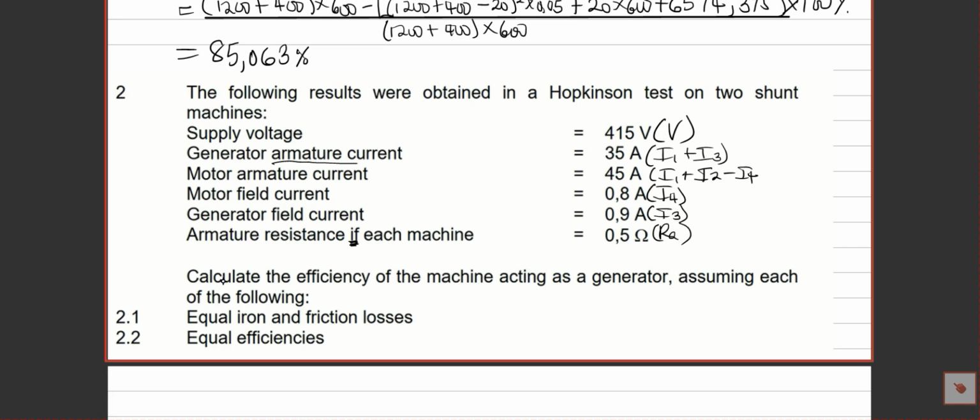We've covered our data. The question says calculate the efficiency of the machine acting as a generator. So for this calculation, our machine will be acting as a generator, assuming each of the following. The first condition says for equal iron and friction losses. The second condition then says for equal efficiencies. In our case, we're just looking for it as a generator.